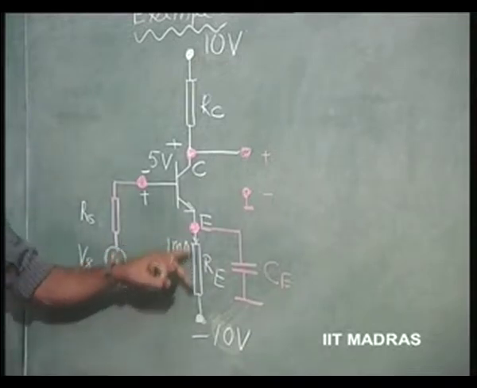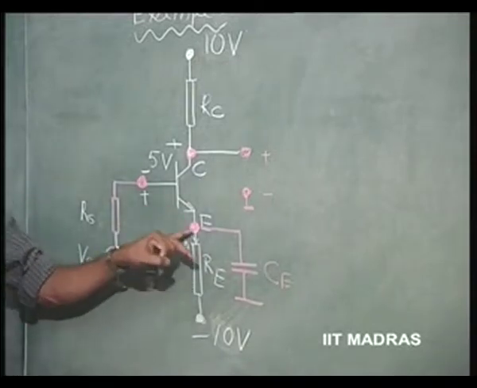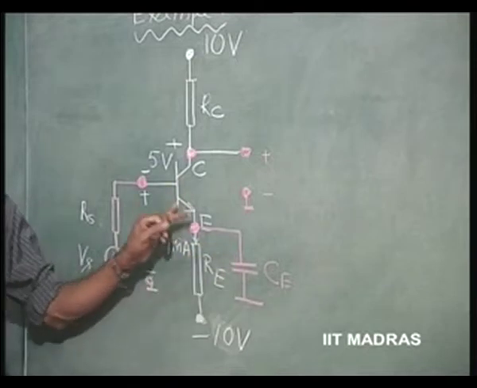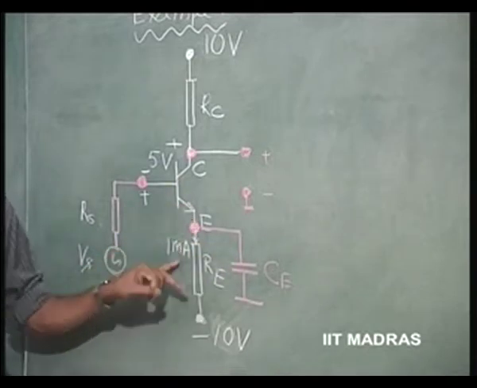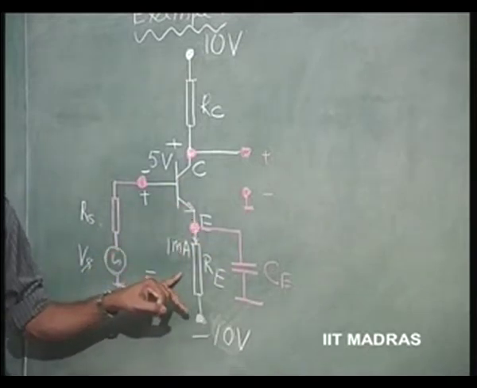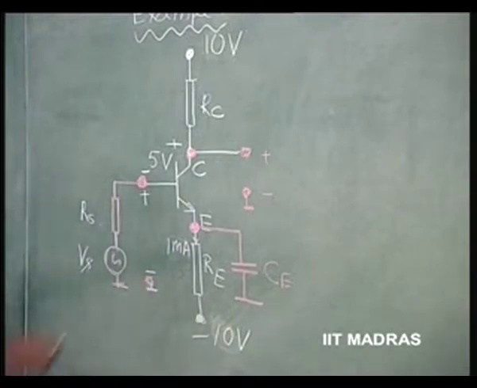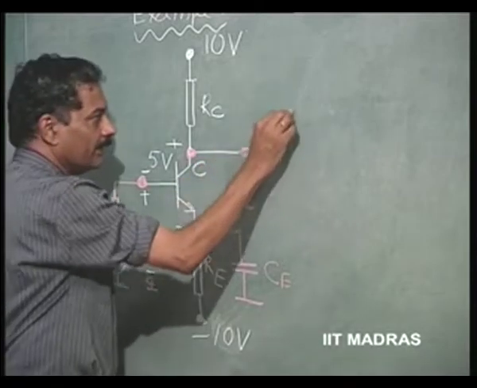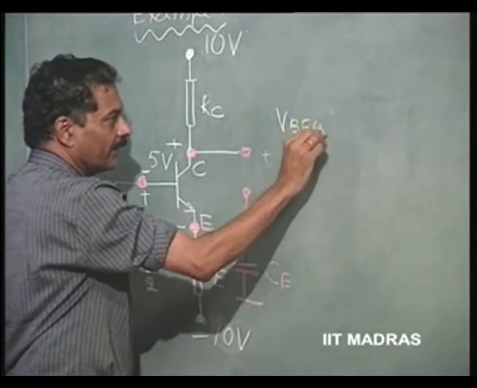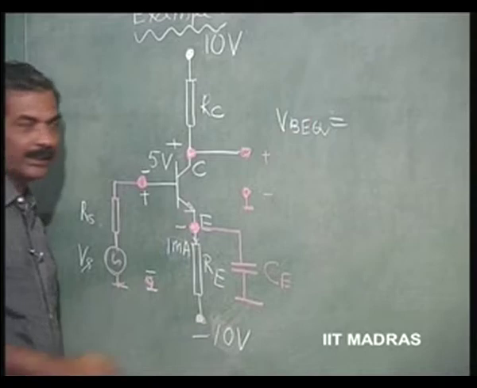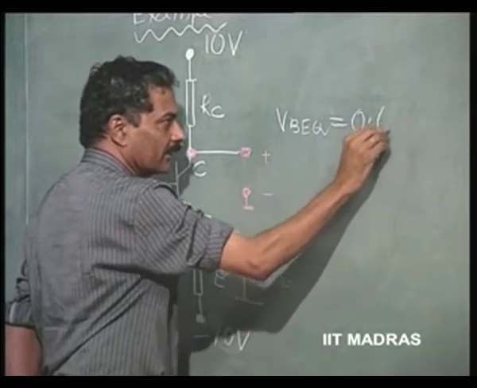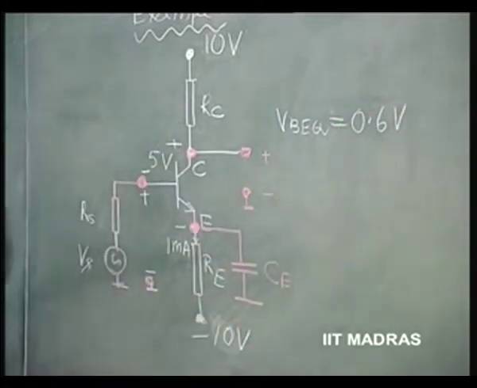Now, bias current IEQ flows through this RE, it cannot flow through the capacitor. So, it is the same current here as well as here, and that has been specified as 1 milliampere. This voltage VBEQ is not given, but whenever it is not given, we can take it as equal to 0.6 volts. This we know. So, this is 0.6 volts.